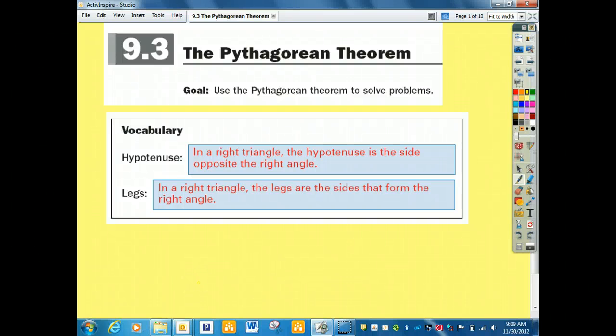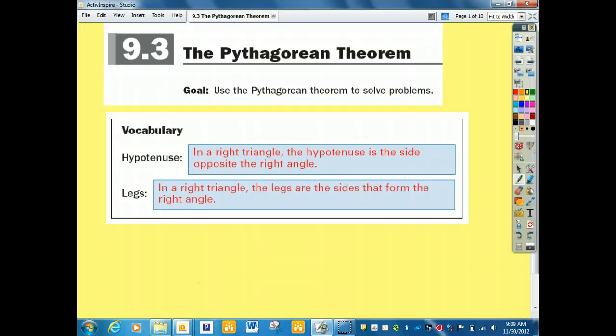Today, 9.3. What are we doing? Pythagorean Theorem. One more time. What are we doing? Pythagorean Theorem. Yes, it is. Now, thank you. Pythagorean Theorem.